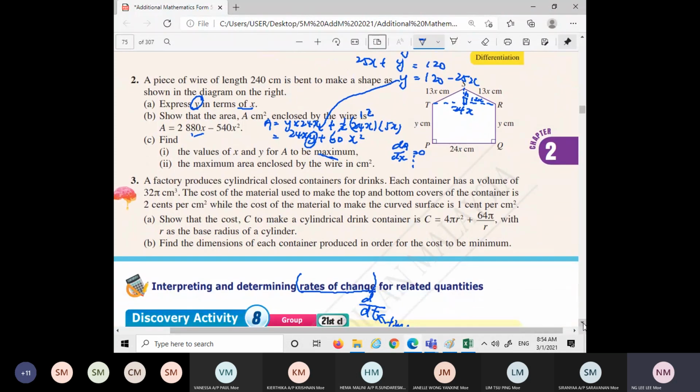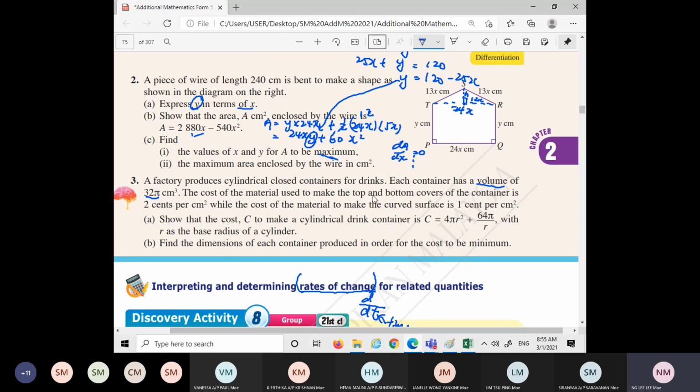Okay, let us go through number 3. The factory produces the same thing, a cylindrical closed container for drink. Each container has a volume of 32 pi.